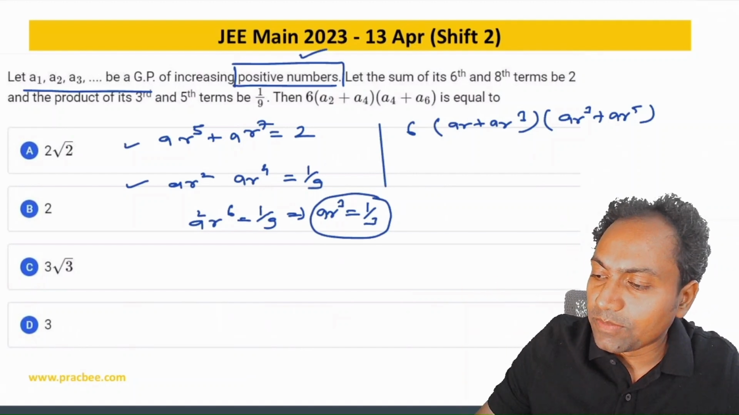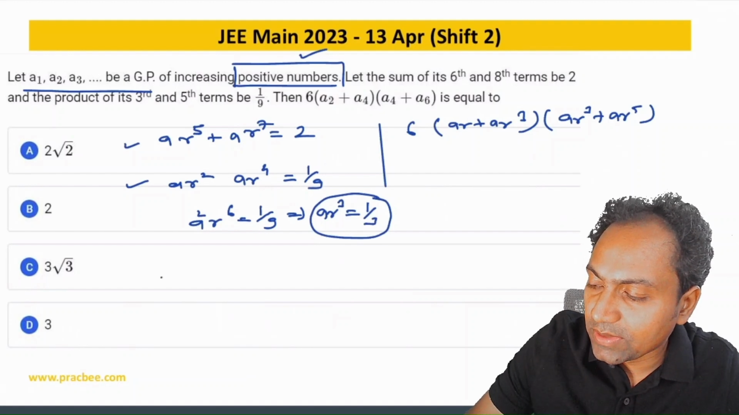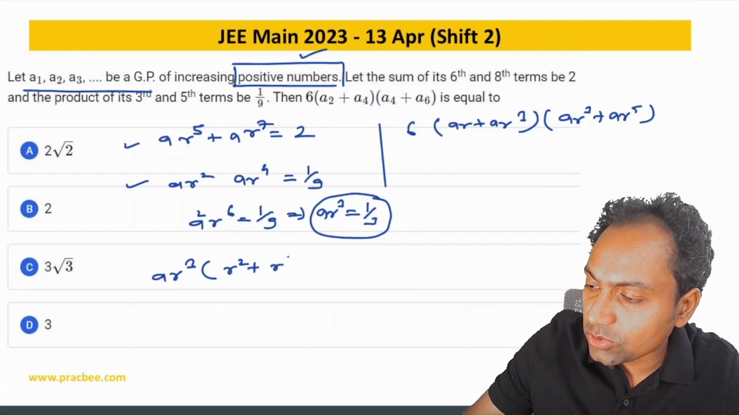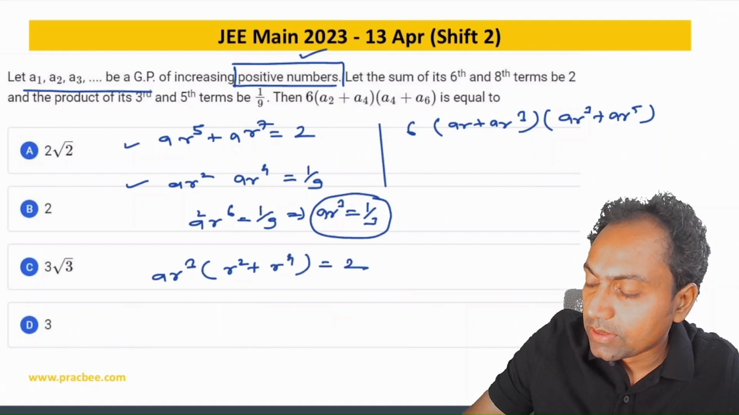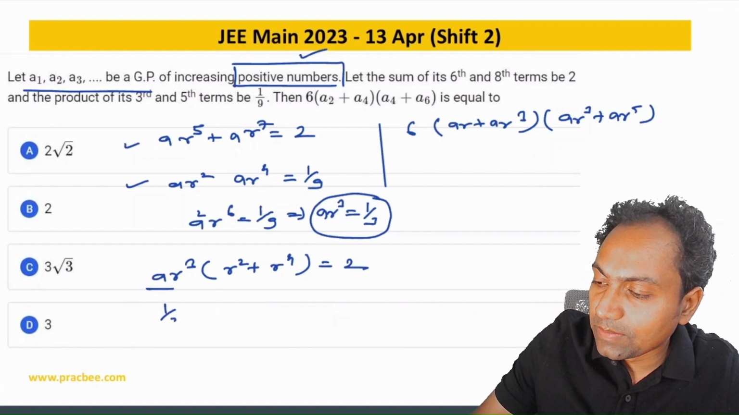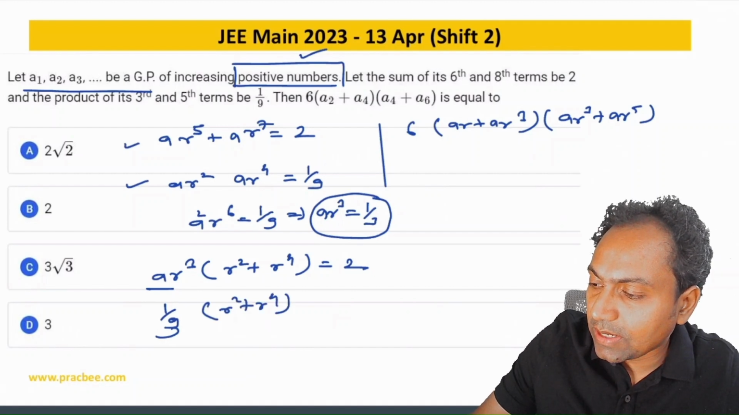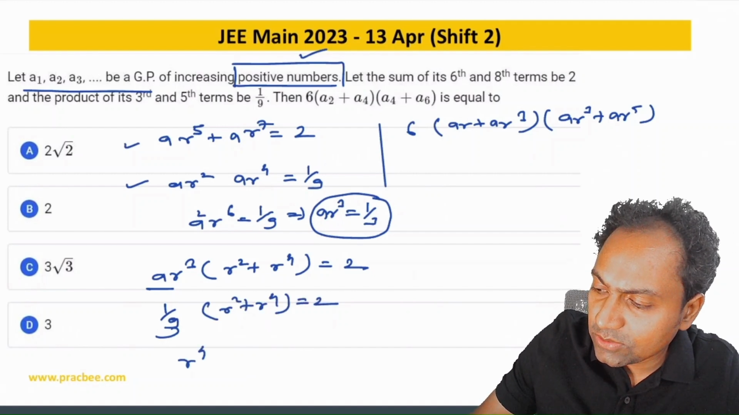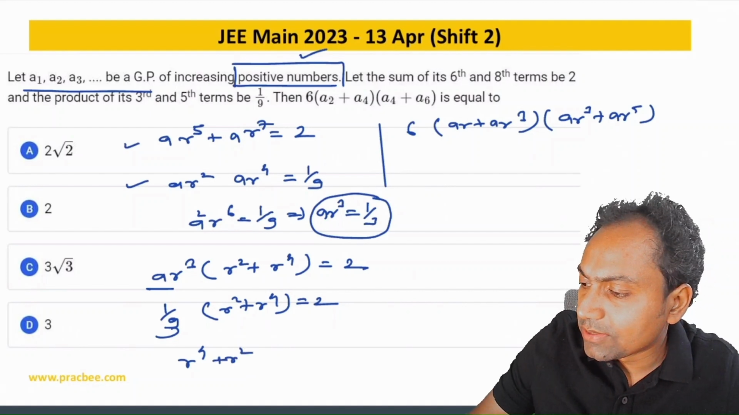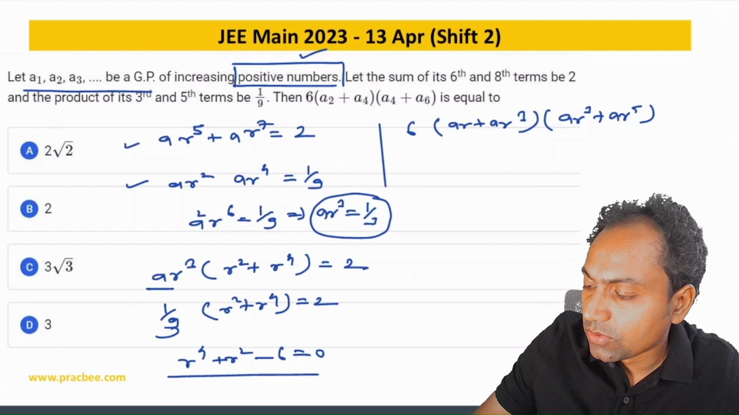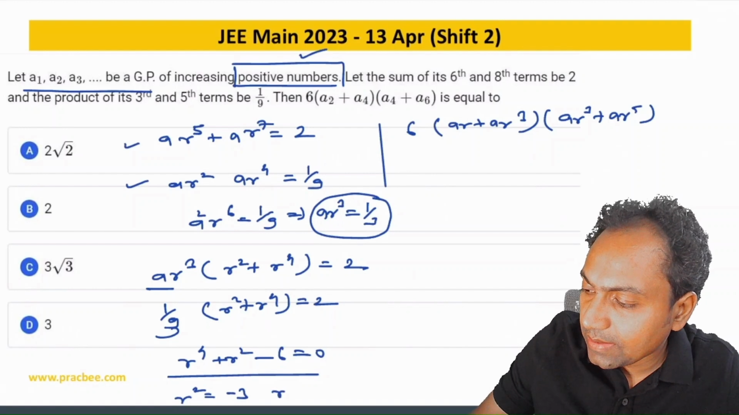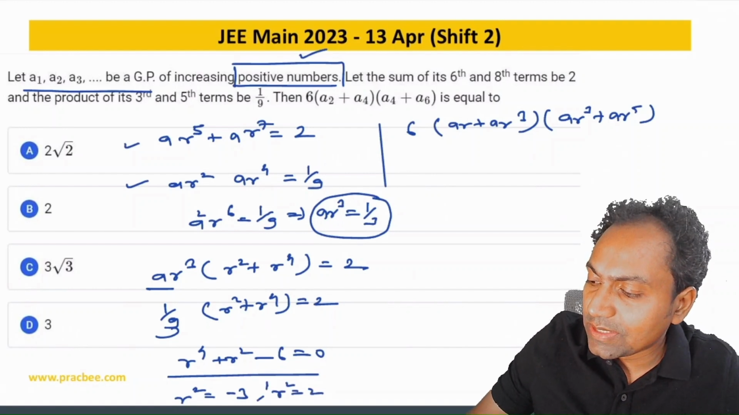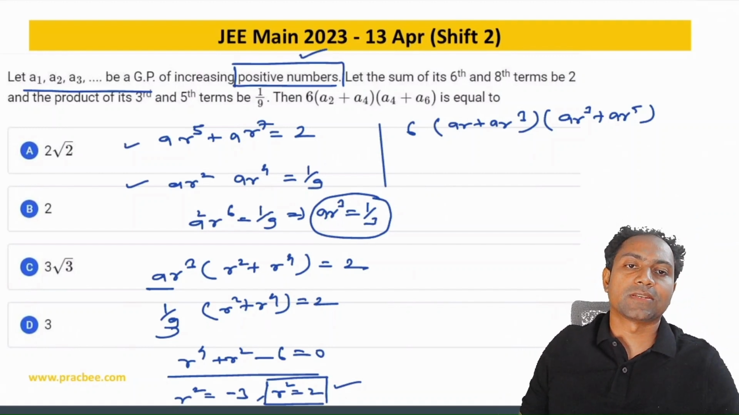Now, from the first equation, or the first information they have given us, we can take AR cube as common. This becomes AR cube into AR square plus AR raised to the power 4 is equal to 2. AR cube can be written as 1 by 3, sorry. And this is R square plus R raised to the power 4 equal to 2. We can simplify this. So R raised to the power 4 plus R square minus 6 will be equal to 0. So we are getting two values of R square, minus 3 and R square equal to 2. Obviously, we cannot take the negative value. The second value is nothing but the acceptable value.